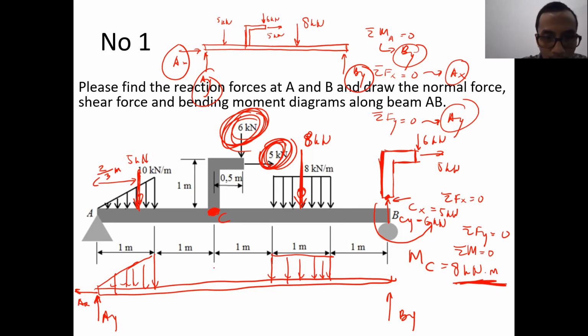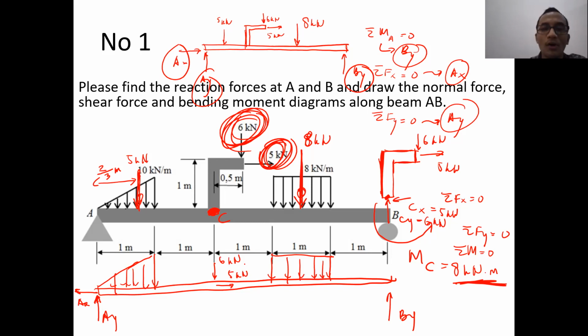Right. So the Cy here is supposed to be 6 kilonewton going down. Cx is supposed to be going to the right. The A value is supposed to be 5 kilonewton. And the moment, the moment is supposed to be clockwise or counterclockwise. I think it's the same, counterclockwise.